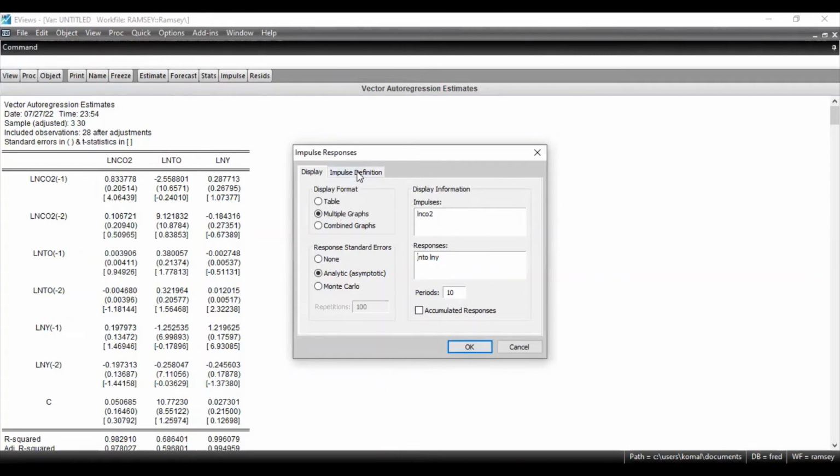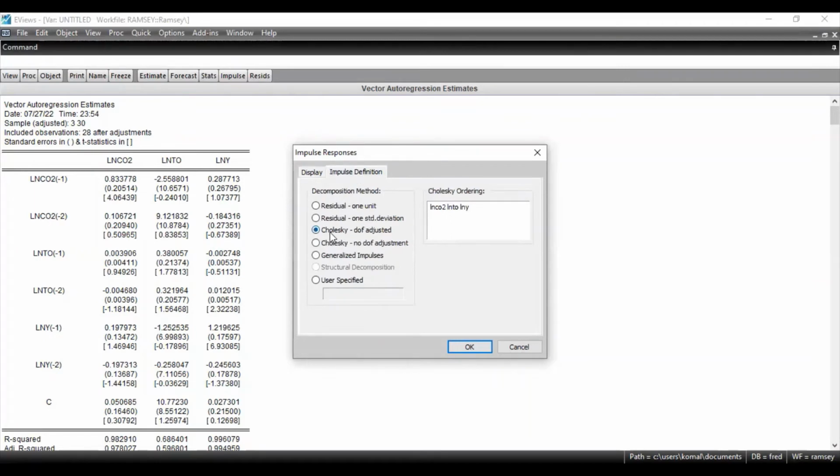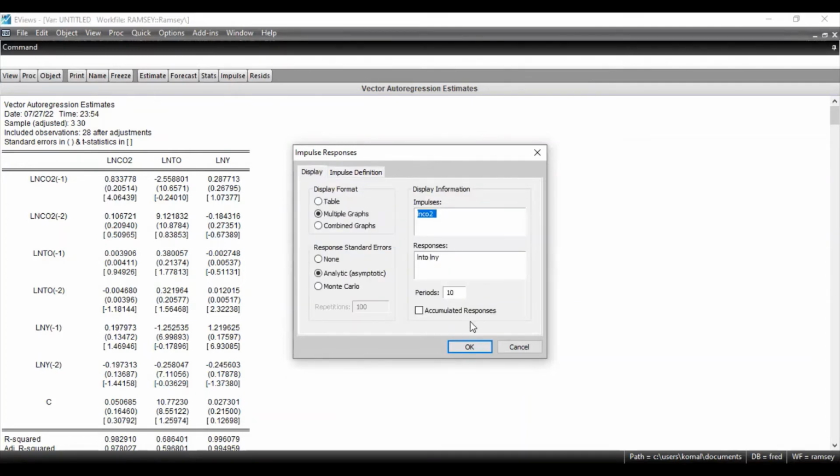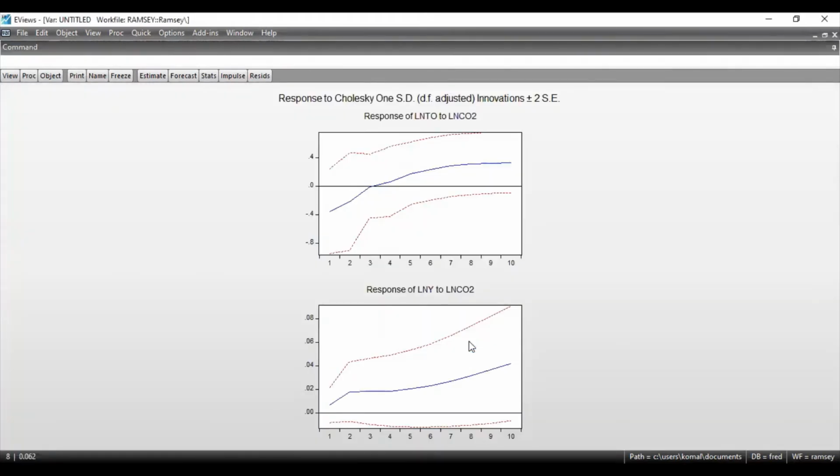All right, and in the impulse definition, you need to select Cholesky degree of freedom adjusted. Okay, so these are basically the decomposition methods. You can proceed with residual one unit or residual one standard deviation. So I'm proceeding with Cholesky degree of freedom adjusted, and this is the ordering, that is the dependent variable followed by the independent variables, and afterwards click OK. So you can see these graphs show the response to Cholesky one standard deviation degree of freedom adjusted.